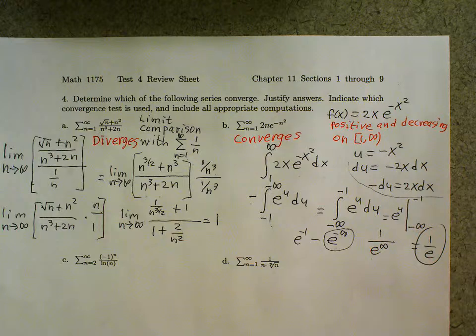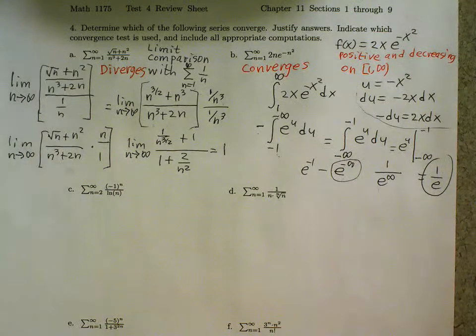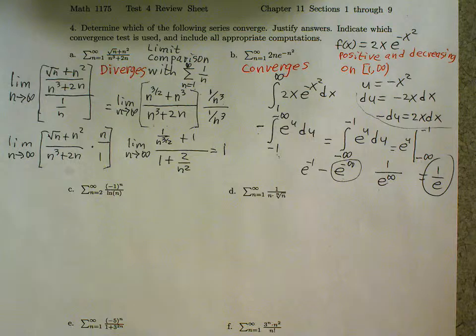Okay, let's move on to the next one, part C. The series, the terms are negative 1 to the n over the natural log of n. Okay, does anything come to mind on this one?